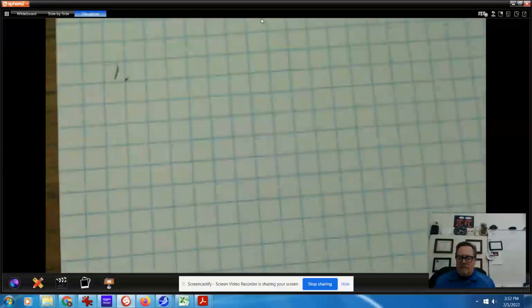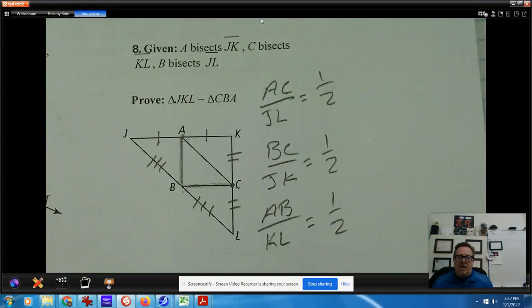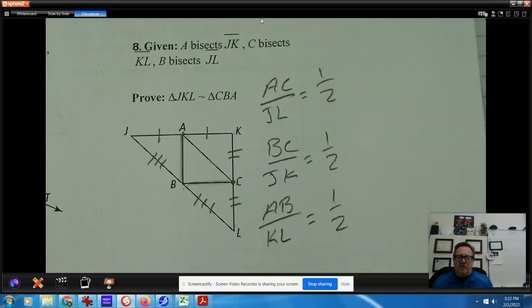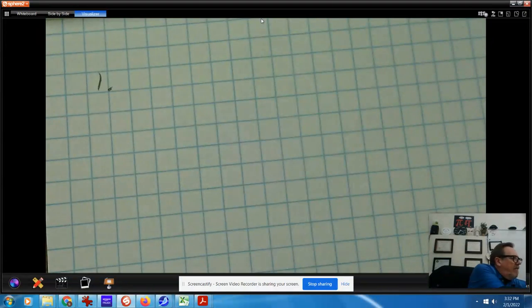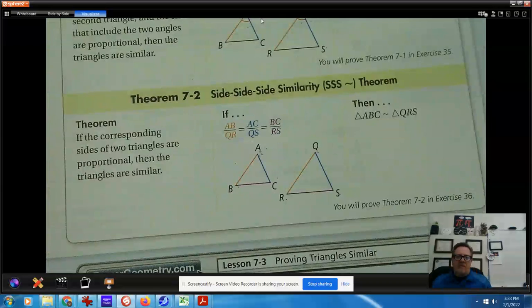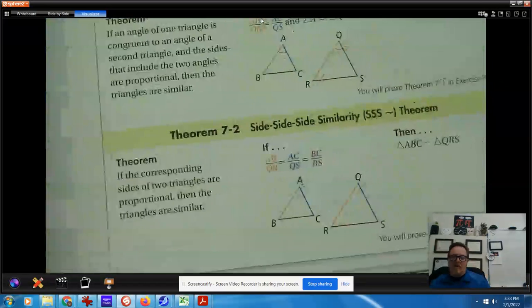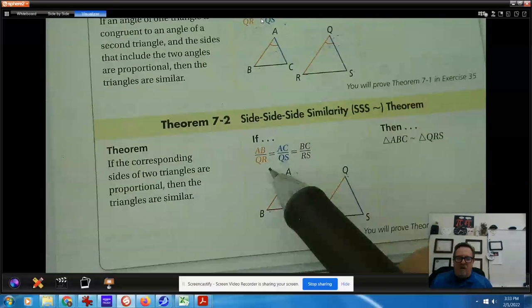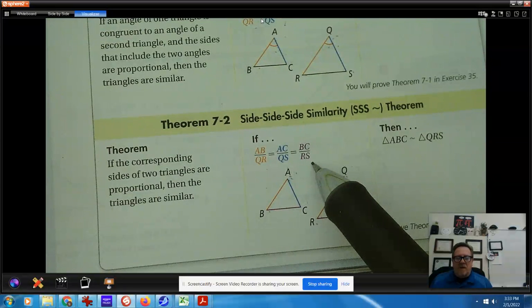Let's build a proof, shall we? Do you see a proof coming up? Can you see how we can say that JKL is similar to CBA? Yeah, I hope so, because we had one of our theorems, right? One of our theorems says I could show that all three corresponding ratios here, right?